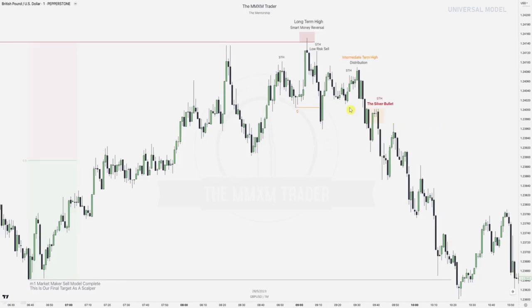Got that silver bullet formed, right? So we have that short-term high, longer-term high, and a short-term high to the right of it, that low-risk sell. We break structure, and once again we have that short-term high here, intermediate term high formed here, and then that silver bullet forms in that second stage of distribution. So multiple areas where you can get in, but this is the silver bullet area.